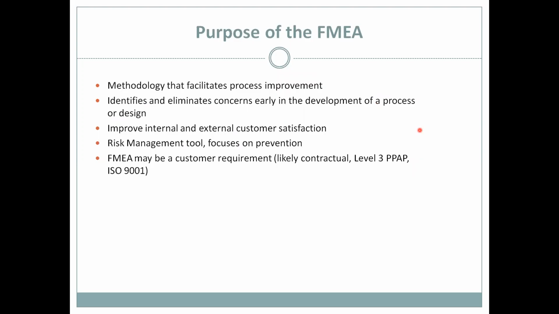So the purpose of FMEA is that it is a methodology that facilitates process improvement, because whenever you are making some changes, improvement will come. But again, we will have to do the FMEA so that there are no negative impacts. This identifies and eliminates concerns early in the development of a process or a design. So whenever we are finalizing the actions for improving the design or the process, at that stage itself, before implementing it, we can do this FMEA so that we can proactively take some action.